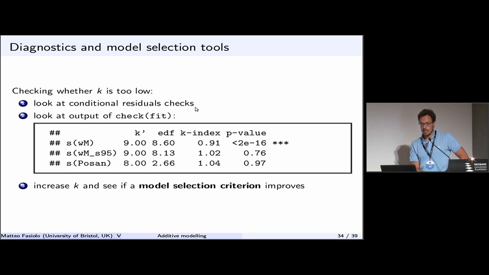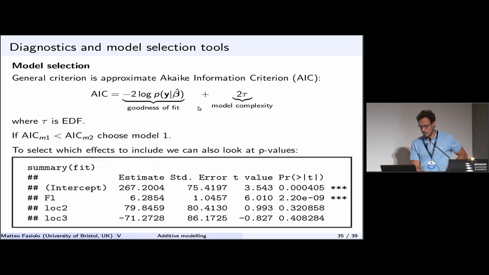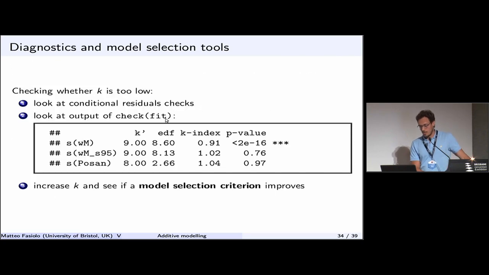One is to look at the conditional residual checks I was showing before. If you see residual patterns, you might think, okay, maybe I should increase k because I'm not capturing something here. Or you can use this check function. It produces a number of outputs, but among other things, it produces this table. Here, in each row, you have one of the smooth effects with respect to one of these variables. K is the number of basis functions you are using. EDF is the effective degrees of freedom.